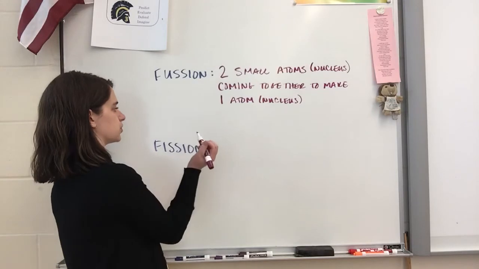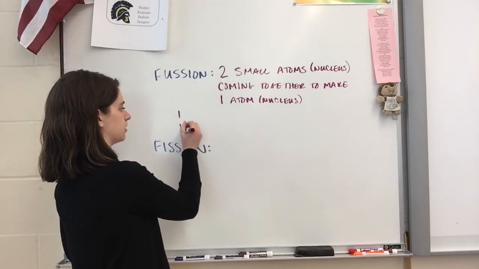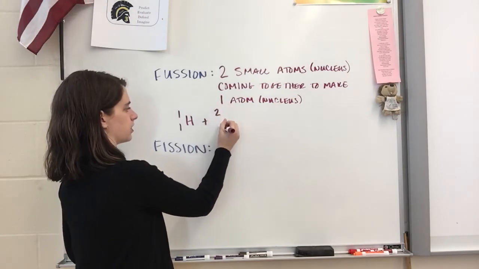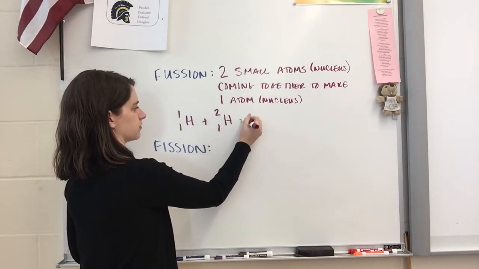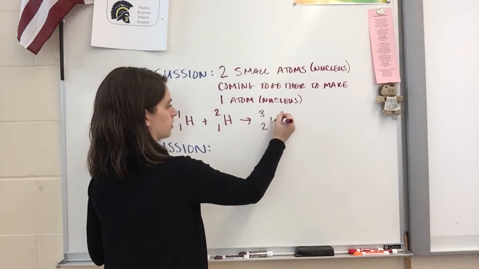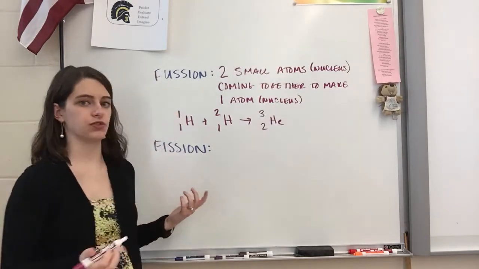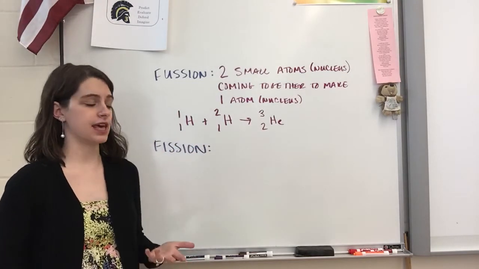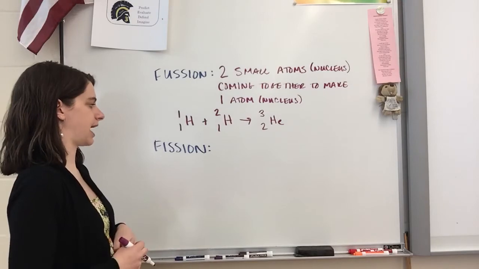An example of a fusion reaction would be a hydrogen atom with a mass of 1, say with a hydrogen atom with a mass of 2, and then that would produce a helium atom with a mass of 3. Okay, so we see two things coming together to form one. So that gives us a fusion reaction.